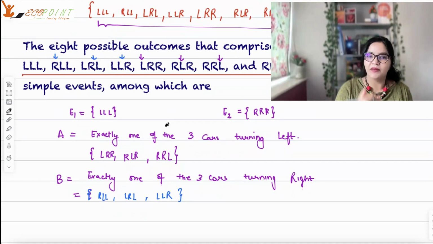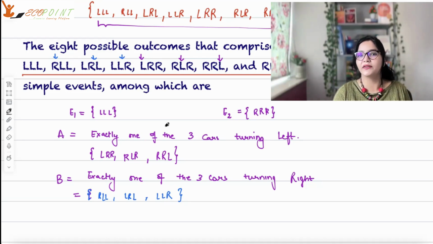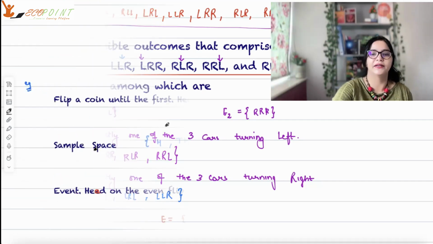And within the sample space, then you can create different events. For example, the event that all three cars are turning right. So that would be right, right, right. Similarly, there could be different kinds of events that you can create.